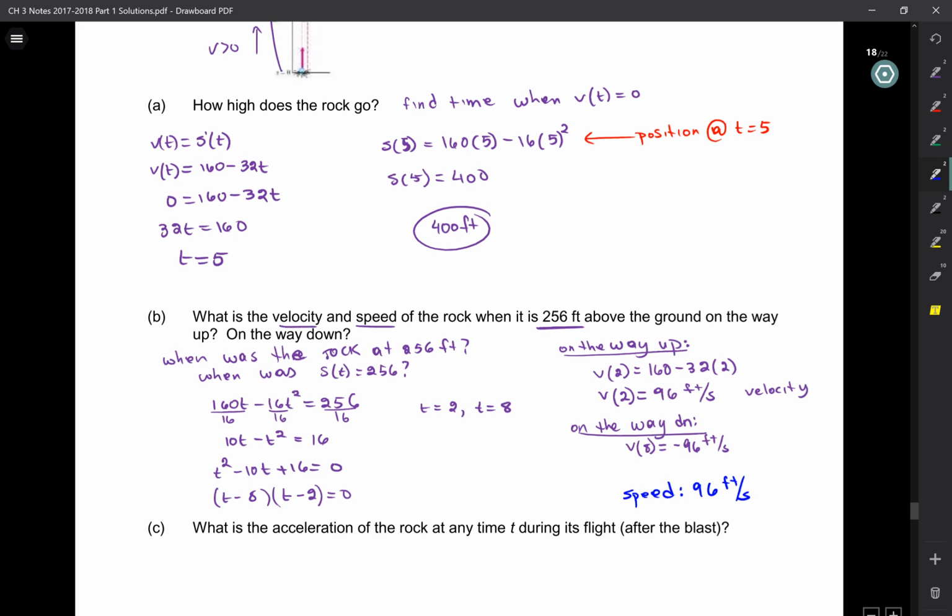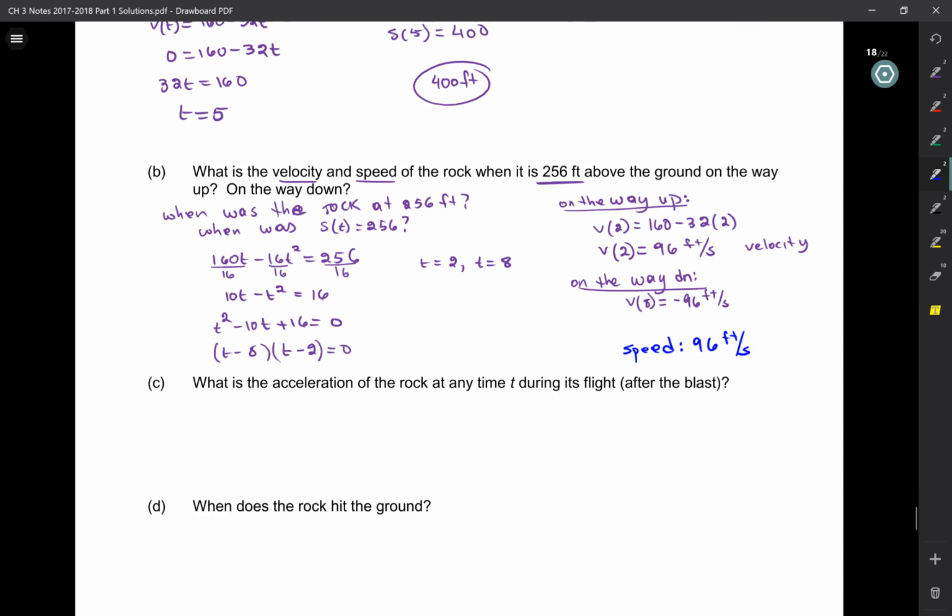I don't want to see the adding and the subtracting. I really don't care at this point. I'm hoping that you know how to add and subtract. So even if you just said for the first one, v of 2 is 96, v of 8 is negative 96, I'm good with that. And then the speed is 96 feet per second. So it has the same speed both ways. It's just that one has positive velocity, one has negative velocity. Like, that is so cool.